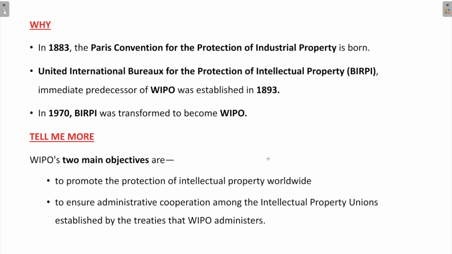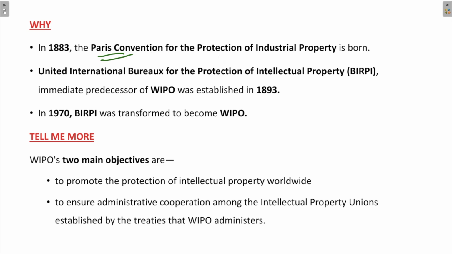So, what happened was in 1883, the Paris Convention for the Protection of Industrial Property was born, and this international agreement was the first major step taken to help creators ensure that their intellectual works are protected in other countries. Now, what was the need, or why was this Paris Convention formed?